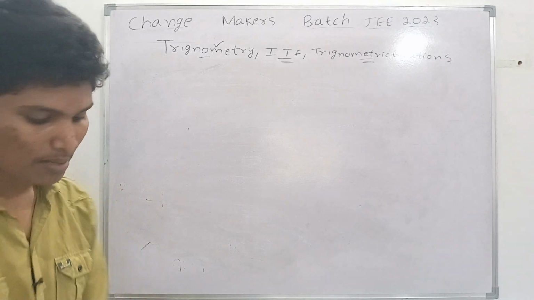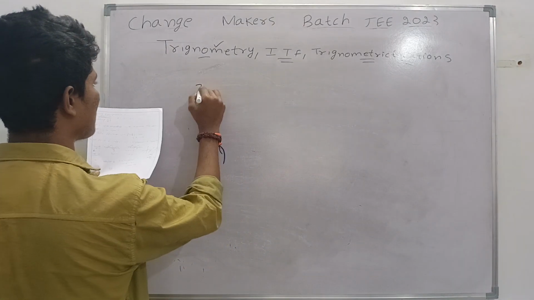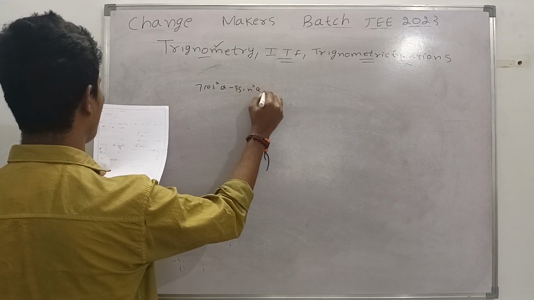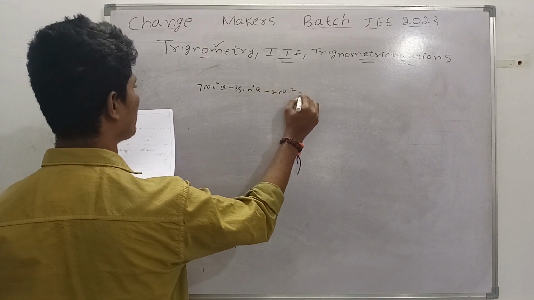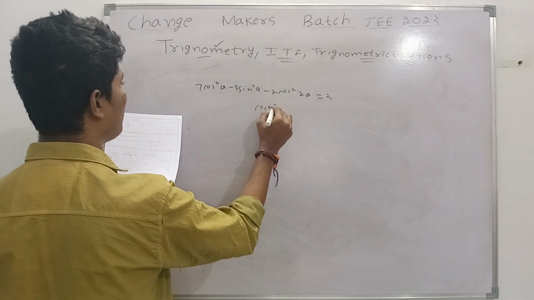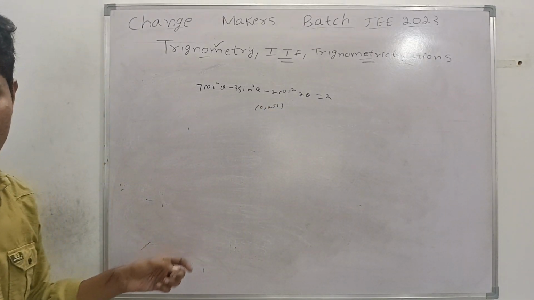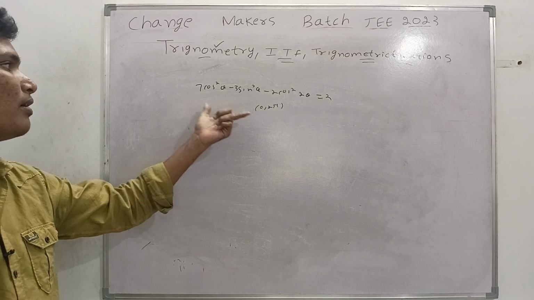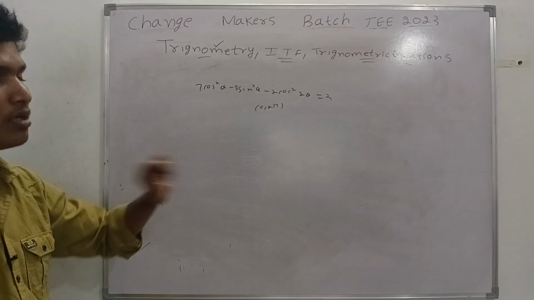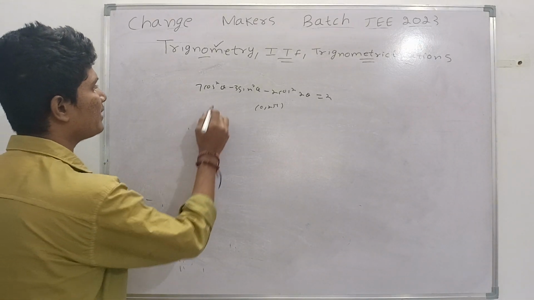Now let's discuss the number of solutions concept. That is 7 cos square theta minus 3 sin square theta minus 2 cos square 2 theta equal to 2 in 0 comma 2 pi. Basically they give this equation and ask how many solutions you will get in 0 comma 2 pi.